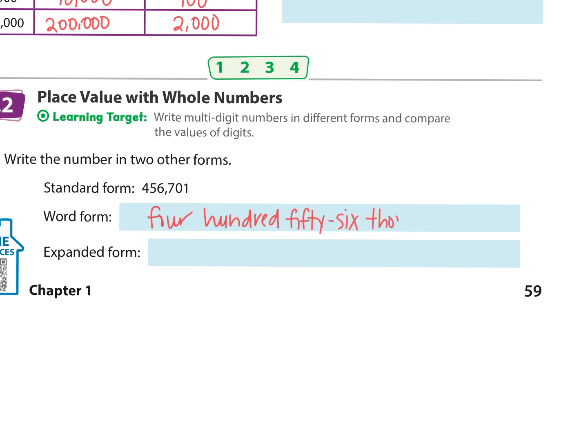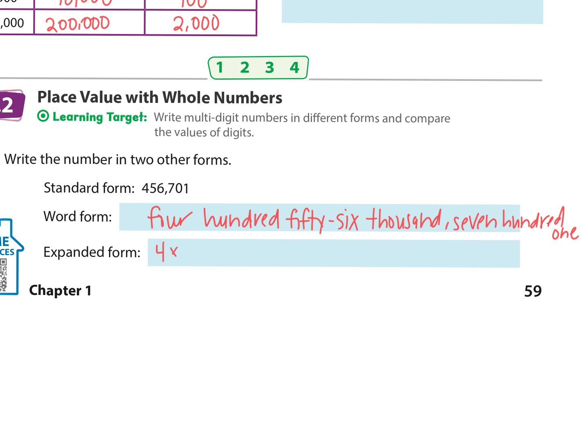456,000, comma, 701. And we don't want to put "and" before 701, because "and" replaces a decimal point. So it's just 701.